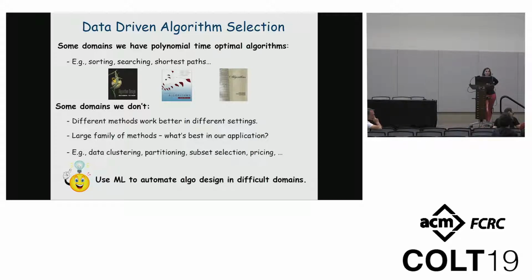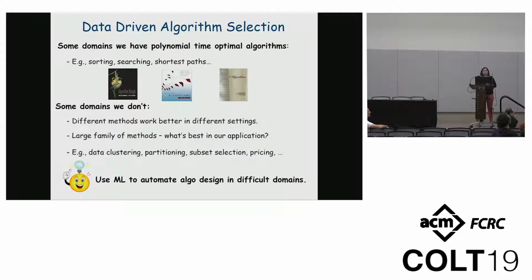However, for many combinatorial problems, we do not have such strong performance guarantees. These include problems like data clustering, partitioning problems, subset selection problems, pricing problems, and so on. These are all hard problems that are technically NP-hard. So we cannot hope to have universal, efficient algorithms that will do well on worst case instances.